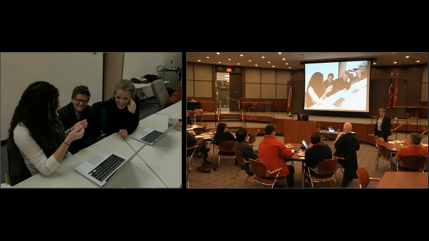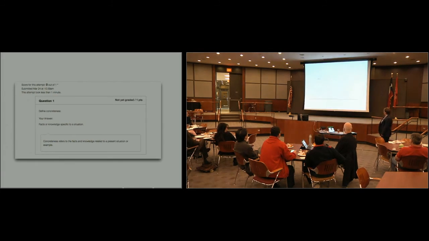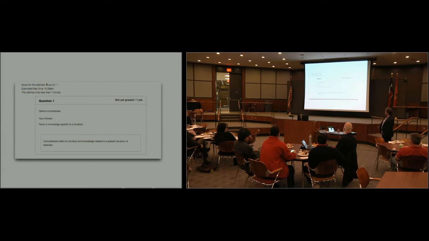This is an example of what my class and in-class peer instruction looks like with my students. These are my two students talking about that abstraction question, and this is me listening to them try to explain. And then a take-home quiz after class that I give to them: define concreteness. Their answer was facts or knowledge specific to a situation, and then I've got the definition, which gives them the feedback. So this is just an example of how I flip my class.